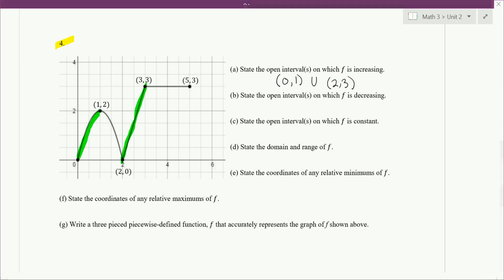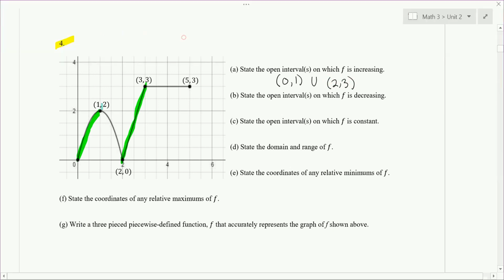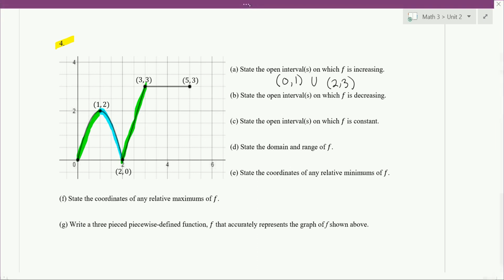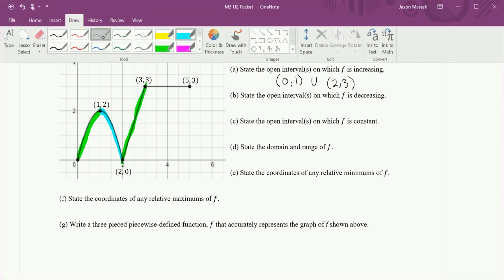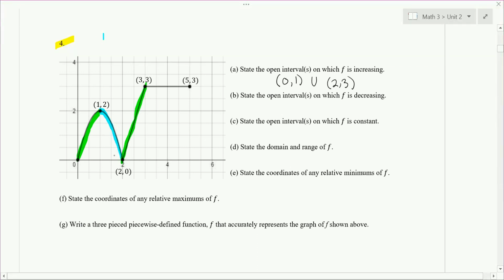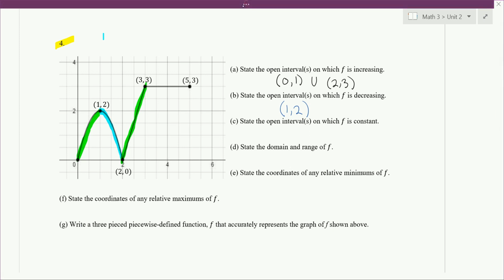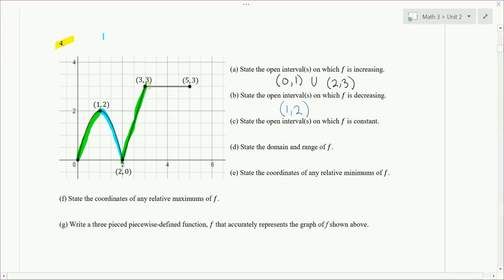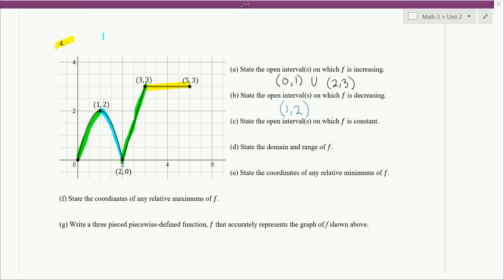For decreasing, as you read it from left to right, it drops. And so there's only one spot where it's decreasing, and that happens from 1 to 2. X values only. Keep it as an open interval using parentheses only. And then if it neither increases nor decreases, we call it constant. And that goes from x equals 3 to x equals 5.